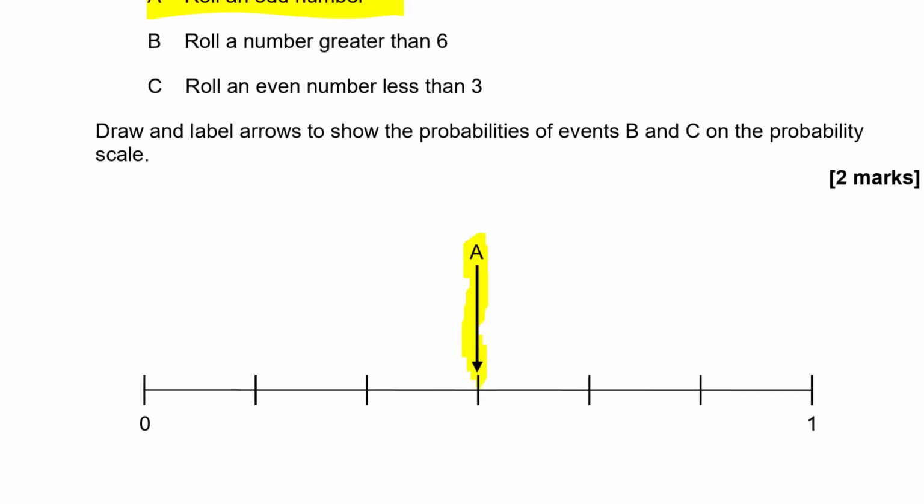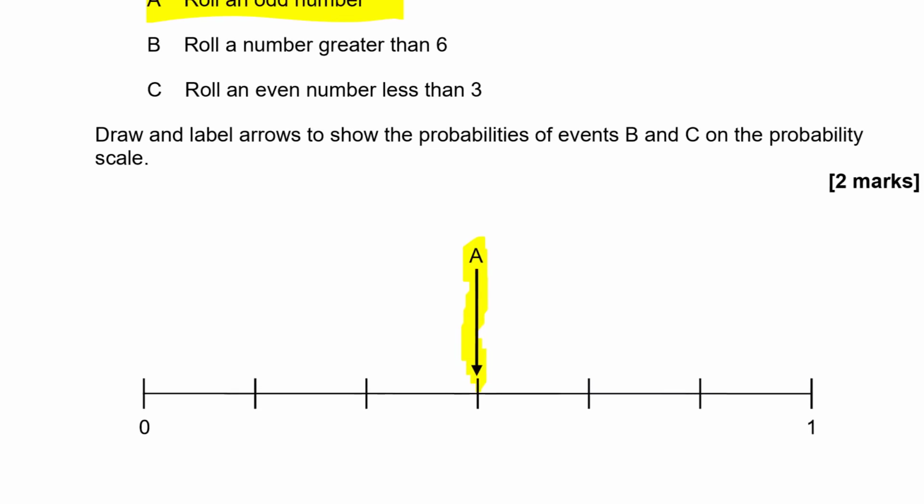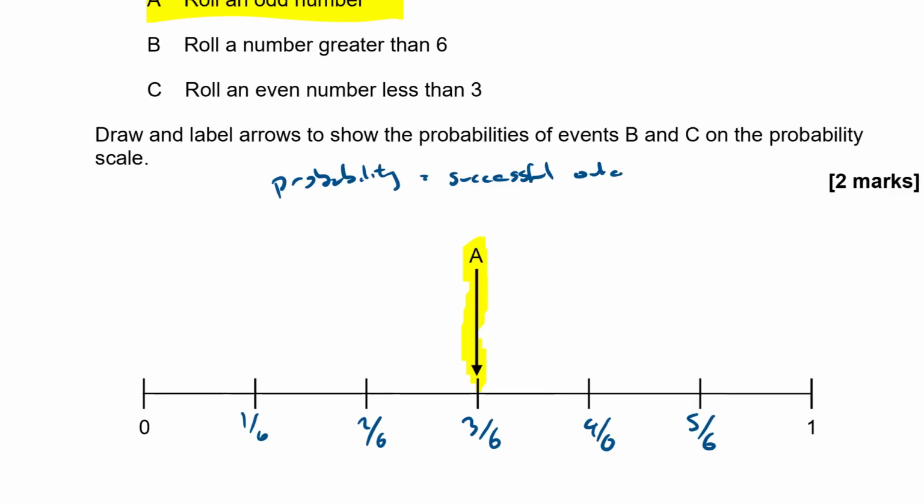So let's have a look at the scale here. It goes from 0 to 1, and there are 1, 2, 3, 4, 5, 6 divisions in between. So this is going up in sixths, isn't it? So that's like 1/6, 2/6, 3/6, 4/6, 5/6, and 6/6, or 1. Okay. Now probability is defined to be successful outcomes divided by total outcomes. Now when you roll a dice, there are 6 possible things that can happen. So all of these probabilities are going to be out of 6.